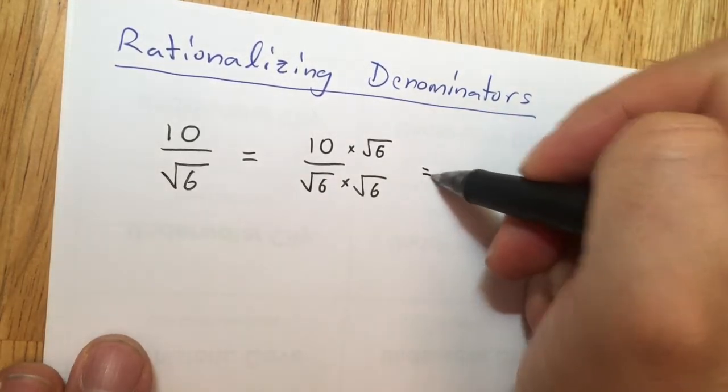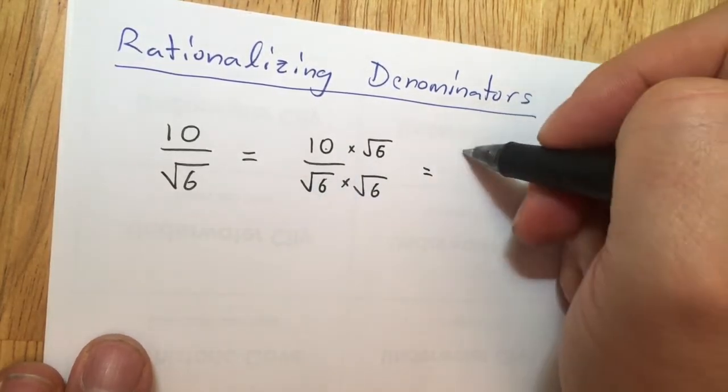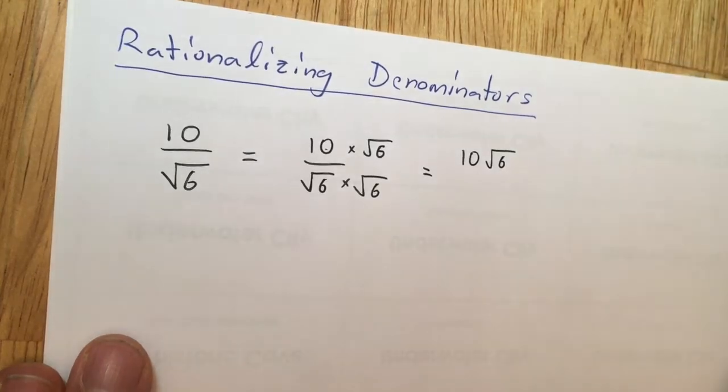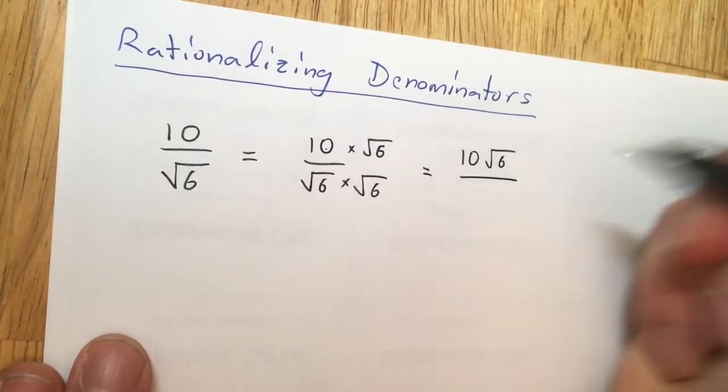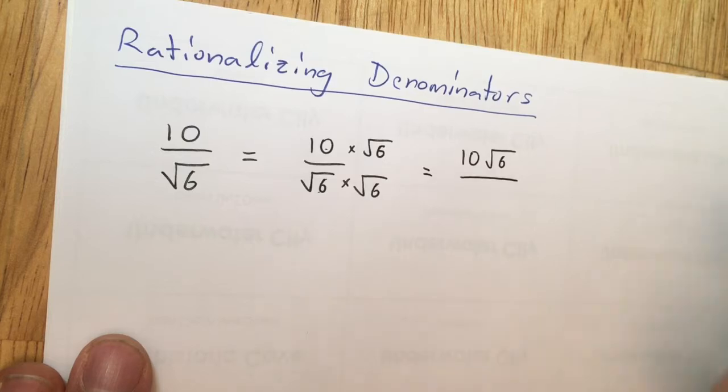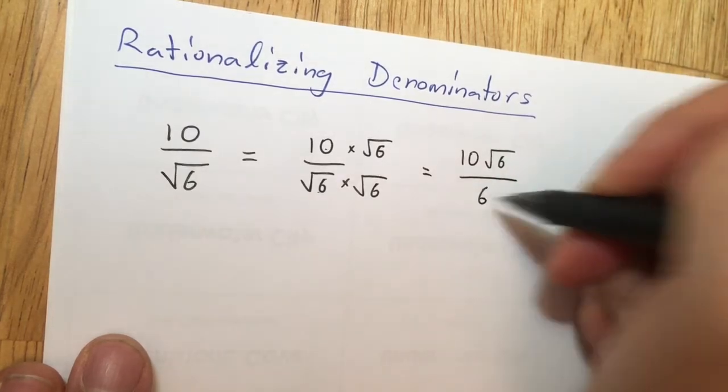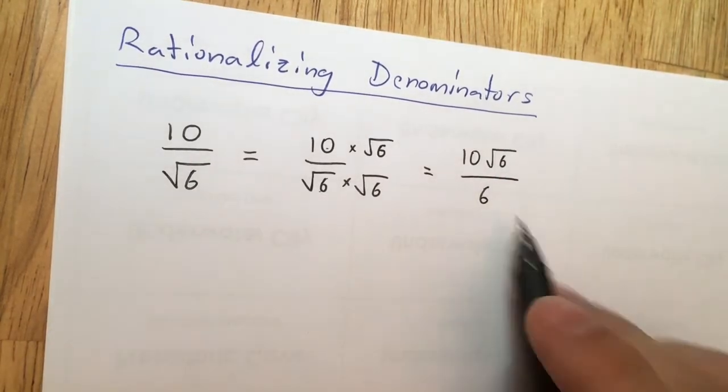Okay, well, let's see what happens. 10 times root 6, well, that's just 10 root 6. No better way to write it than that. What happens in the denominator? Well, root 6 times root 6, we said that that becomes 6. It's the square root of 6 squared. So I just get this.